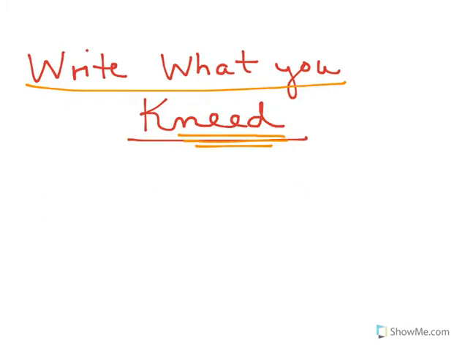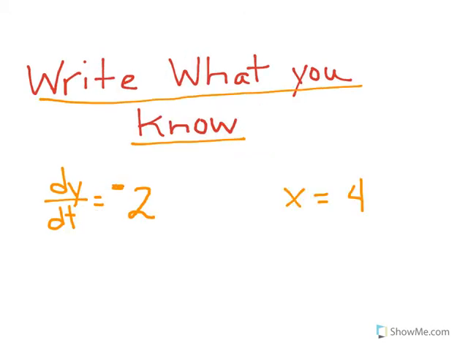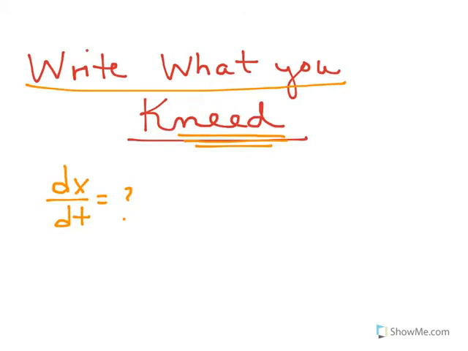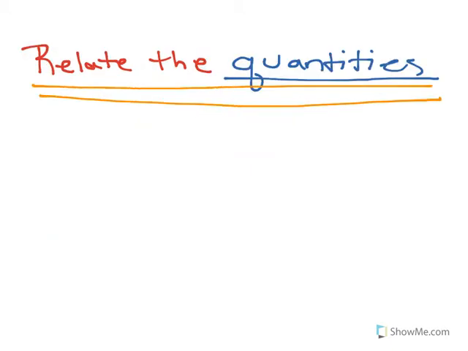And they asked me to find what things do I need. They want me to find the rate x is changing. Rate is a derivative, so I'm looking for dx/dt. So once again, they gave me dy/dt at x equals 4, and they're asking me to find dx/dt.